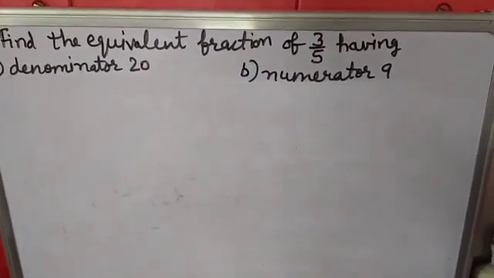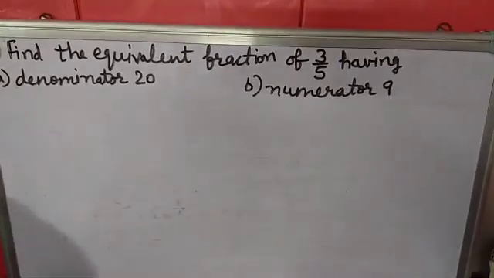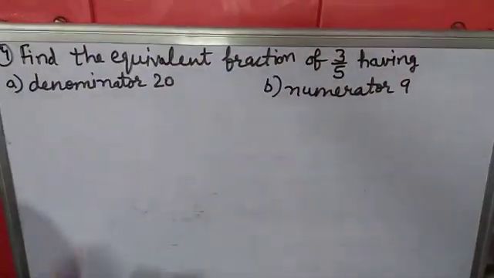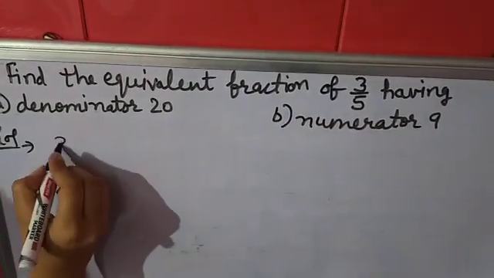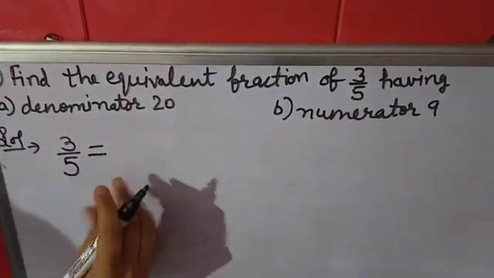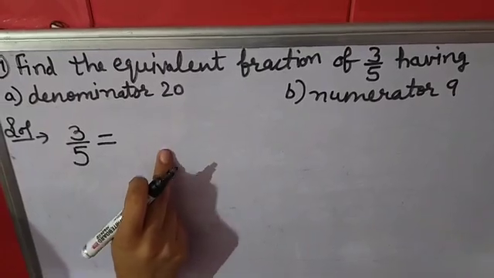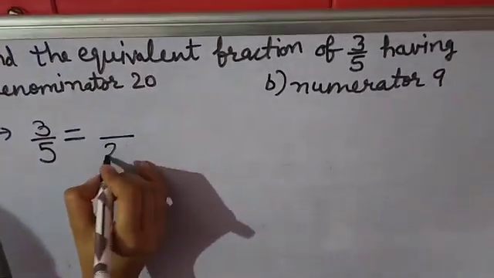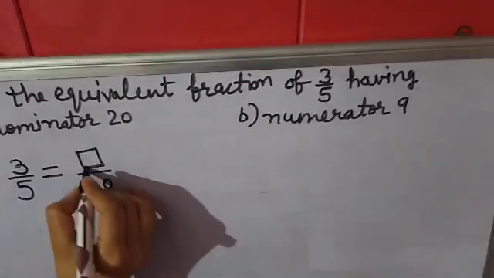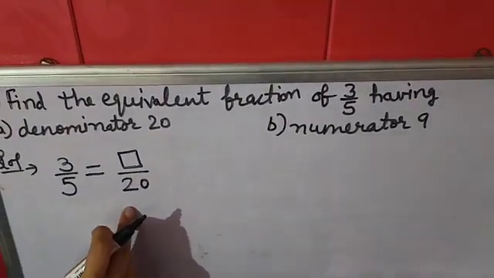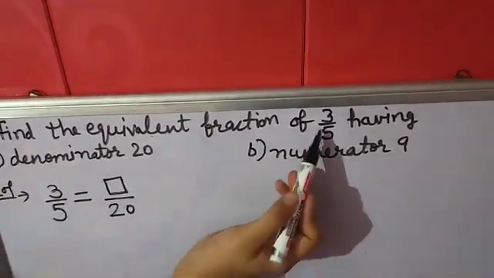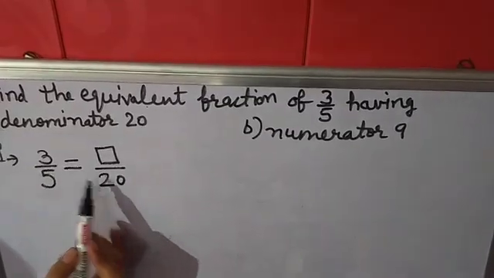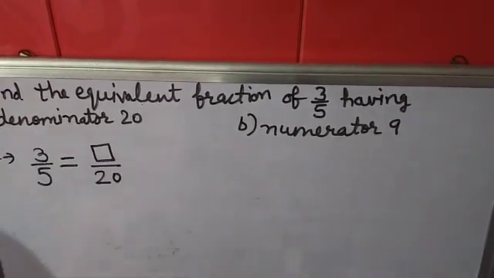Fourth question. Find the equivalent fraction of 3/5 having denominator 20. It means there are two equivalent fractions. One equivalent fraction is given, 3/5, and in the other equivalent fraction only the denominator is given. You have to find the numerator of this fraction. Because they are saying they are equivalent, we will put an equal sign here. In the second fraction only the denominator is given. You have to find the numerator.